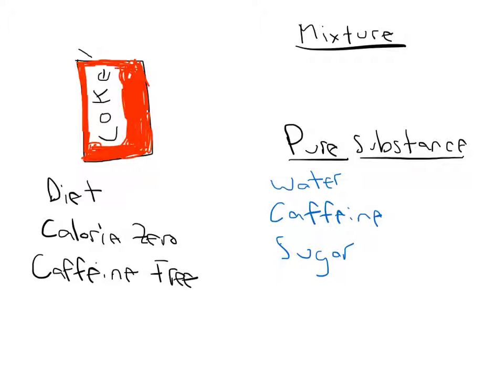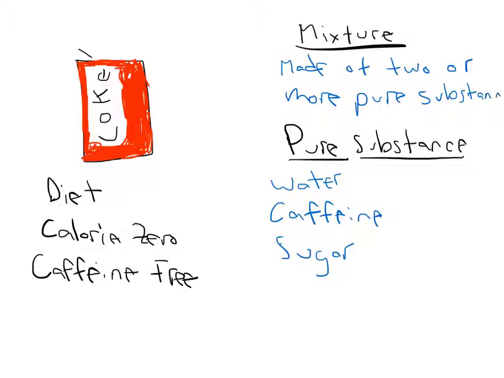Now, a mixture is something that's made of two or more pure substances. And so Coke is a mixture of two or more pure substances. Coke, as we said, is a mixture of sugar and water and caffeine and food coloring and all kinds of other chemicals. And that makes it a mixture.